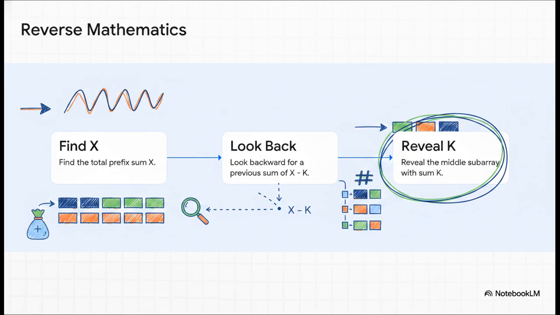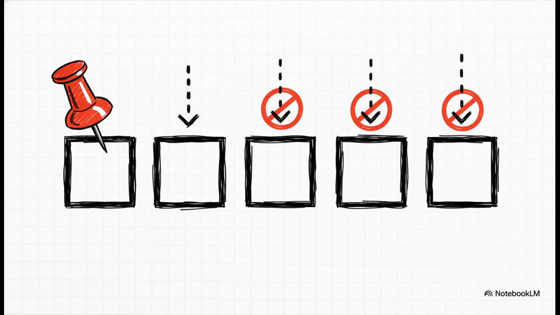That mathematically guarantees that the chunk of the array between that old point and your current position adds up exactly to k. You don't even need to calculate the middle. You literally just deduct the past from the present. But listen, we have to be incredibly careful here because of a sneaky edge case involving zeros.